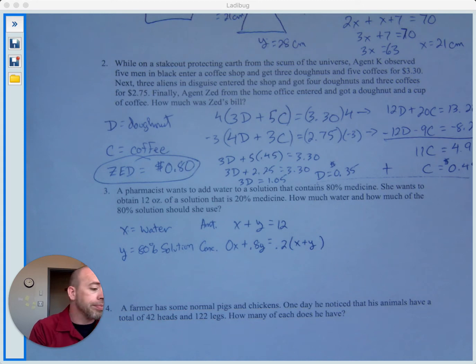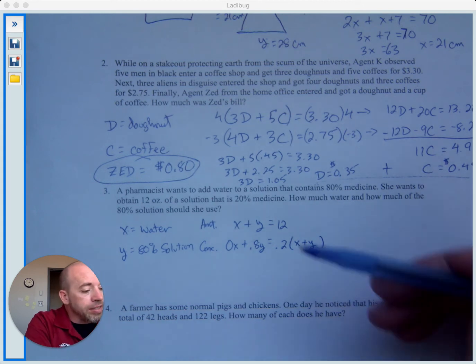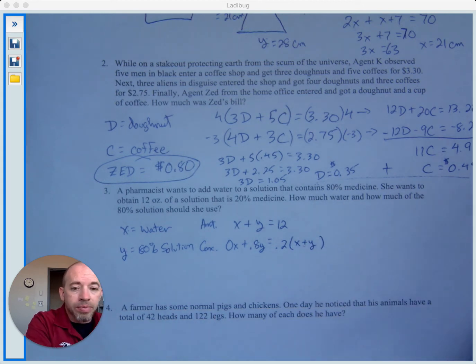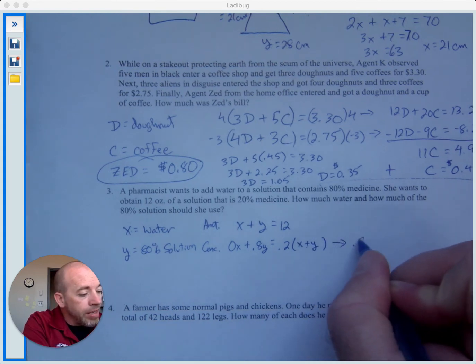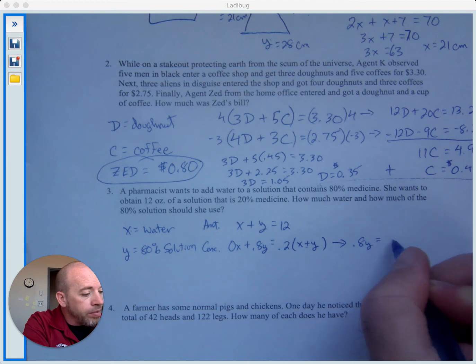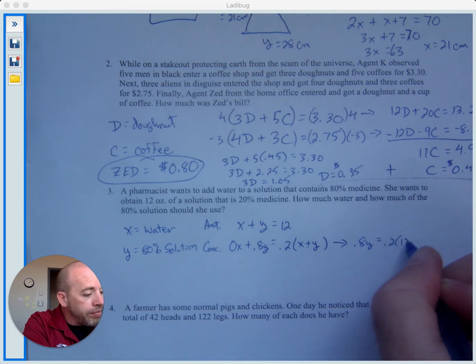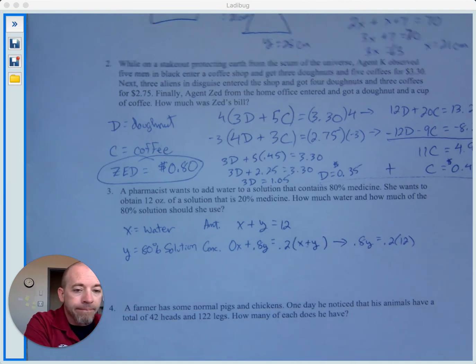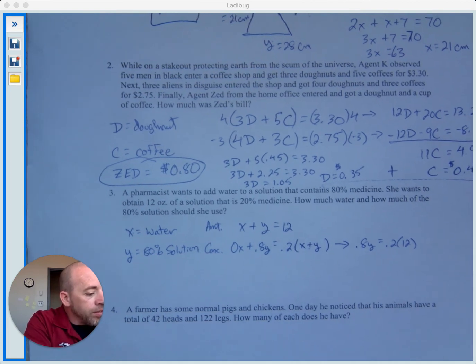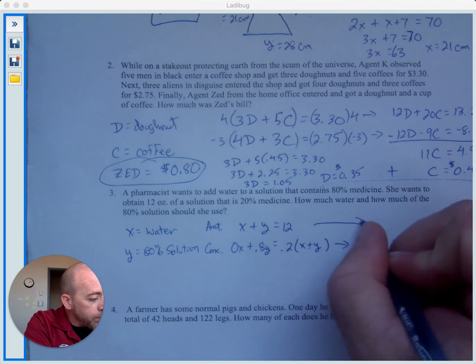Okay. Well, we know that's actually 12, right? So we can simplify things a little bit. This equation is really 0.8y equals 0.2 times 12. We really use substitution. X plus y is 12, right? Okay. So this one is still X plus y is 12.